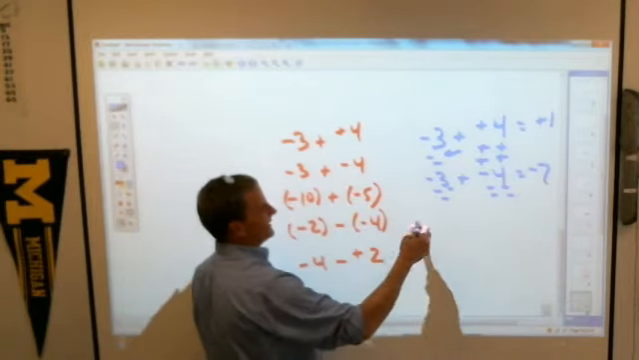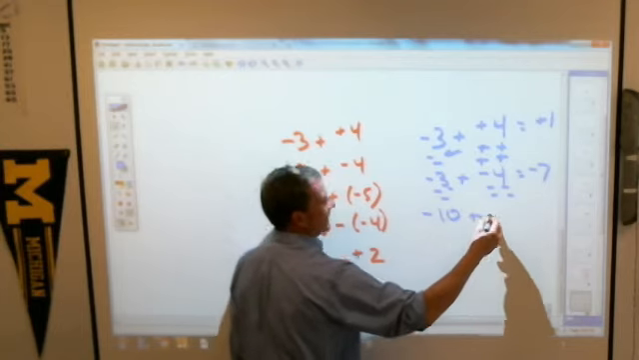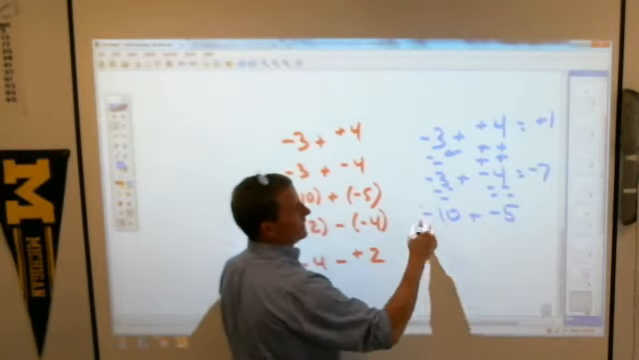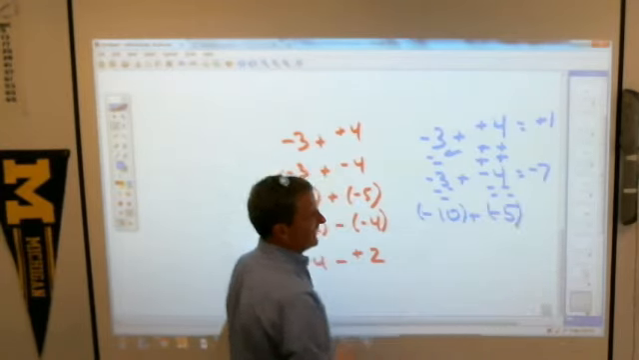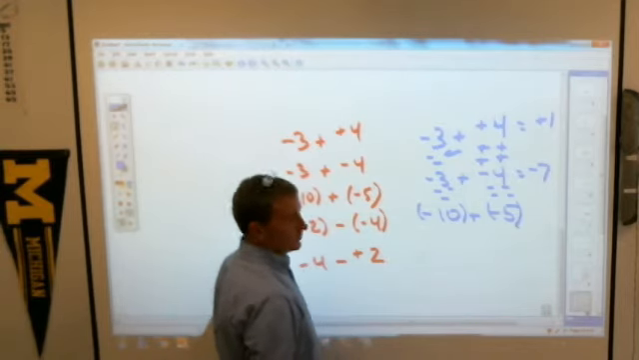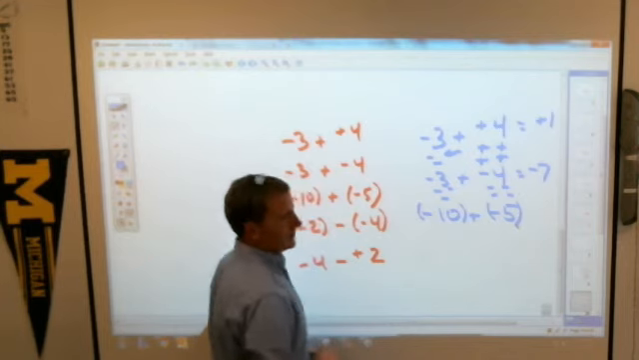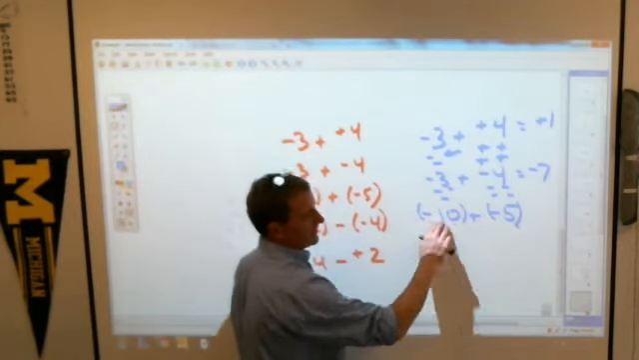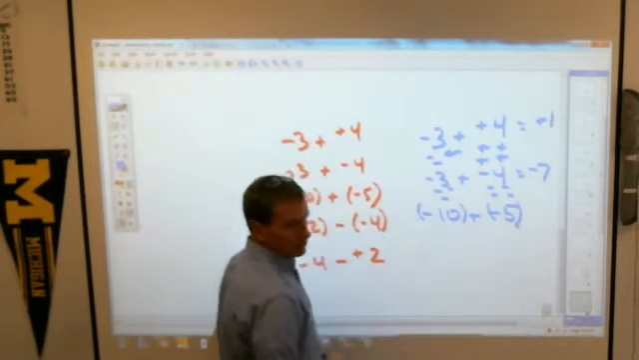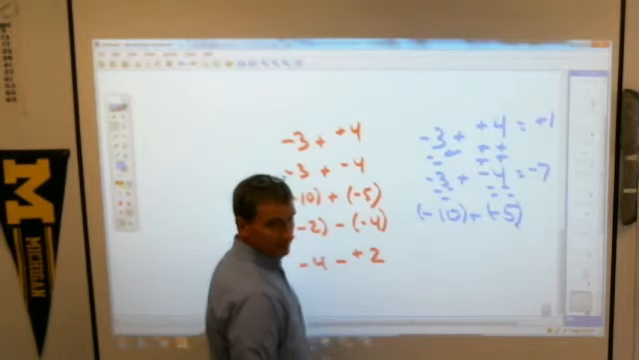How about this one? Negative 10 plus a negative 5. And again, these parentheses don't mean anything, but you've got to get used to seeing them because they do it in math, so they just throw that at you. You can take them away. It's not going to change anything. If you owe somebody $10 and you owe them $5 more, you owe them 15. Negative 15.